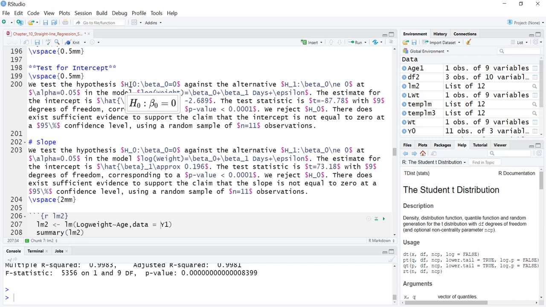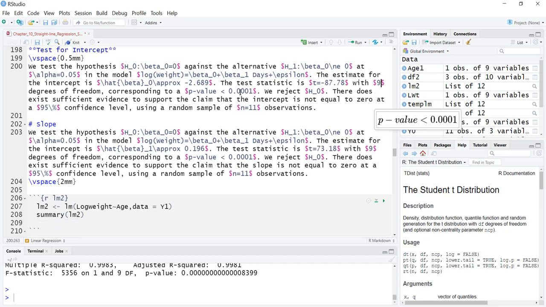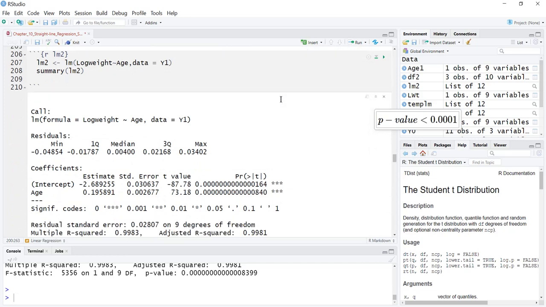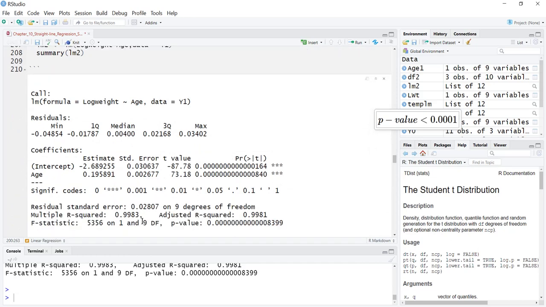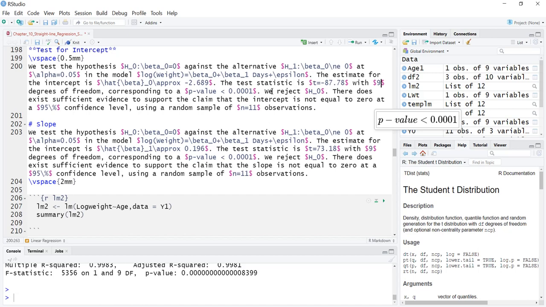We test the hypothesis, beta not equal to 0 versus the alternative, it's not equal to 0, at alpha equals 0.05 in the model. Here's our model. The estimate for the intercept, we always give these, is here. And the test statistic is t is negative 87.78 with 9 degrees of freedom, n minus 2, corresponding to a p-value of 0.0001. And then we reject H naught. There does exist sufficient evidence to support the claim that the intercept is not equal to 0 at 95% confidence level using a random sample of n equals 11 observations.